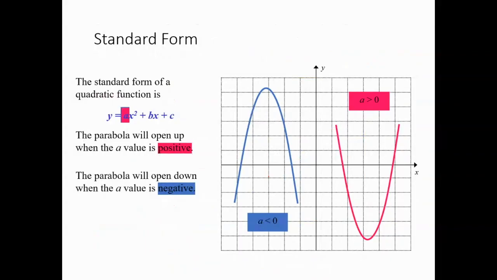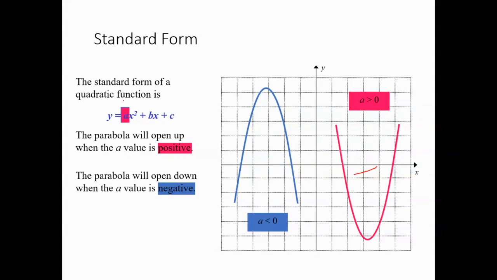Okay, so next we'll look at when a function is in standard form. Standard form looks like this: y equals ax squared plus bx plus c. You can notice here we don't have anything in brackets. We have an x squared and an x term, which is not what we had in the last one.